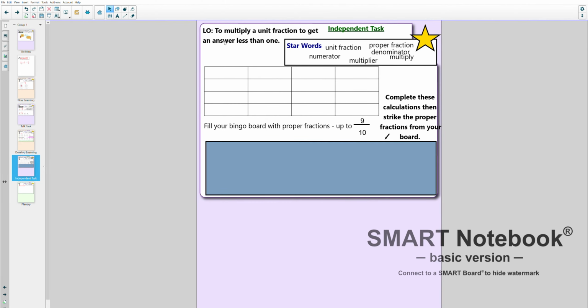Now, here's the main task you have to do. I'd like you to get a bingo board, make a grid like this, it's 4 by 4, and simply fill it up with proper fractions. You can do your own. I'm going to do a few here just for example. So you have 1/4, 1/2, 1/3, let's say 2 quarters, 3/5. It can be anything up to tenths. So 5/8, you get the idea.